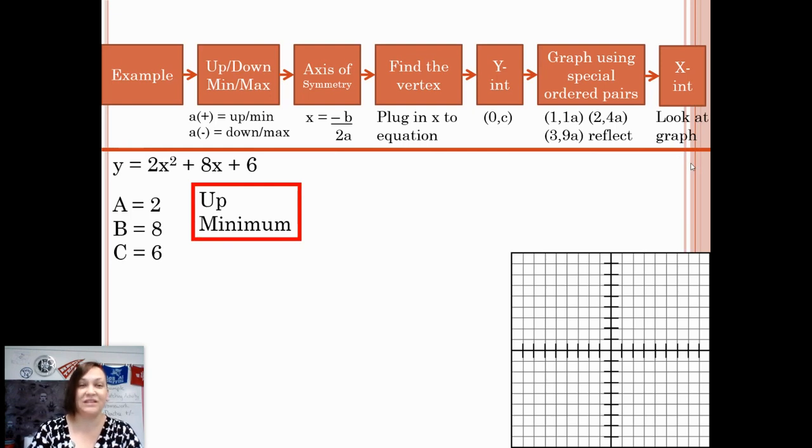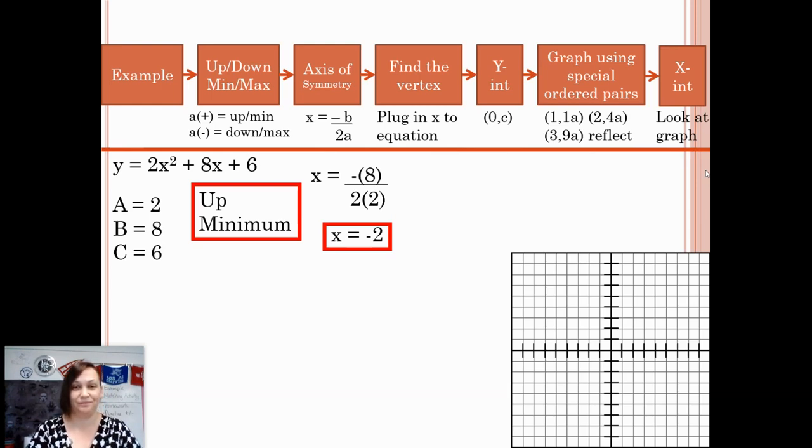To find my axis of symmetry, I will be plugging in negative B, which is 8, over 2 times A, which is 2. That becomes negative 8 divided by 4, and negative 8 divided by 4 is negative 2. Don't forget the x equals. That's mandatory formatting for your answer on the axis of symmetry. X equals a number.